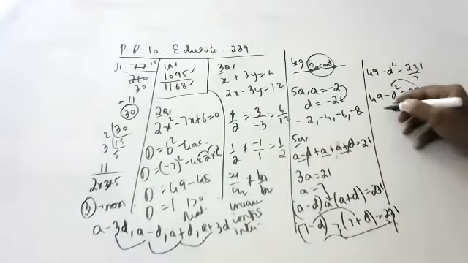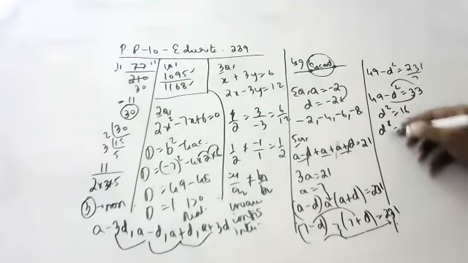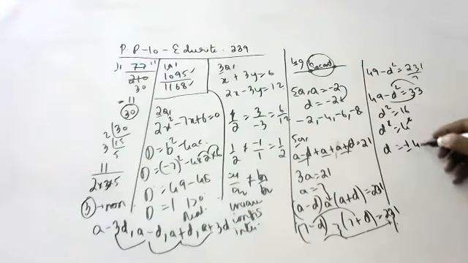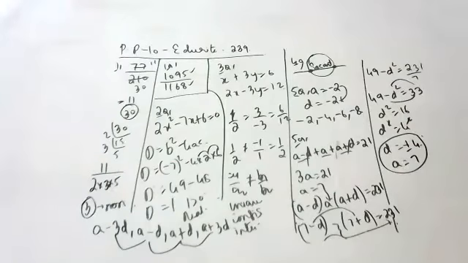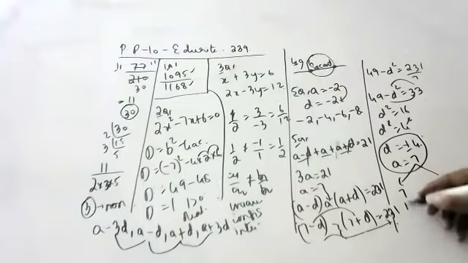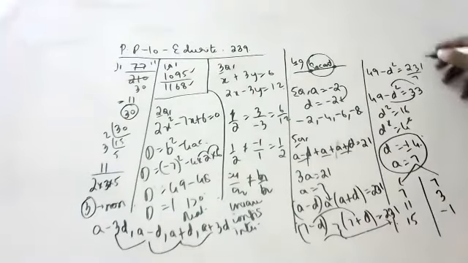This goes here, this comes here. D square is equal to how much? 16. D is 4. A is equal to 7, D is equal to plus or minus 4. So 7 plus 4 is 11, 11 plus 4 is 15. Or 7 minus 4 is 3, 3 minus 4 is minus 1.